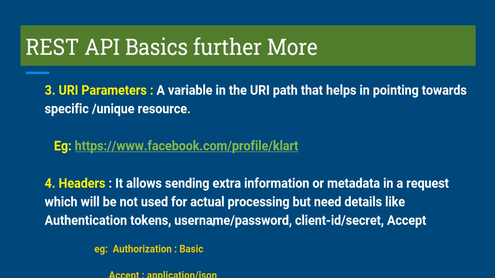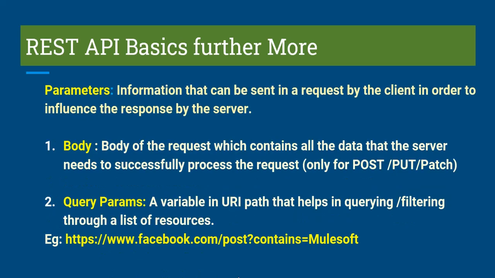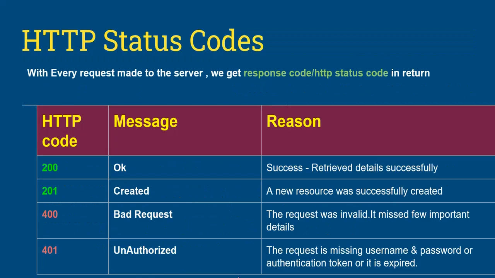Usually, the details we send in the header part are authentication tokens, username, password, client ID, secret, Accept header, like that. These are just examples of headers. Authorization equal to Basic means your API is following basic authentication, so you need to send username and password. Another header is Accept: application/JSON. It means your API will accept JSON data, and then your API will send back the data in JSON format. Likewise, we are going to send different details in the REST API.